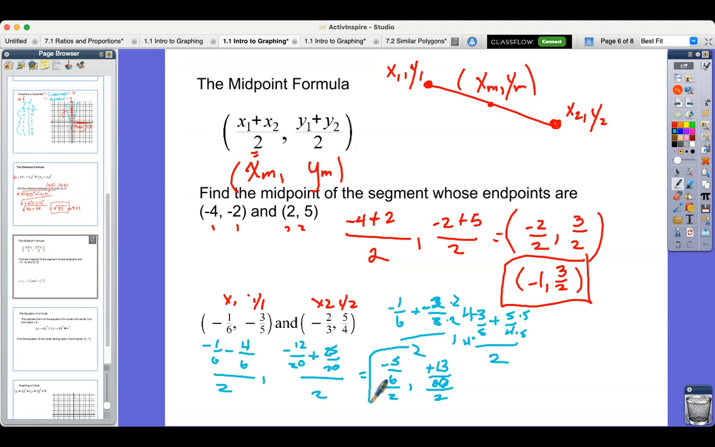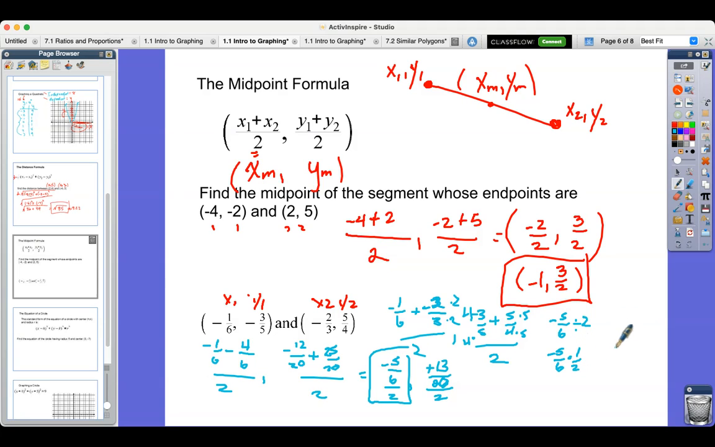Now remember these fractions right here. When we have this, you can bring the 2 to the side, saying divided by 2. Remember, we can put it to the side, yes, divided by 2. Well, we can't divide fractions, so we multiply by the reciprocal. So it'll be the fraction over 6 times 1/2.